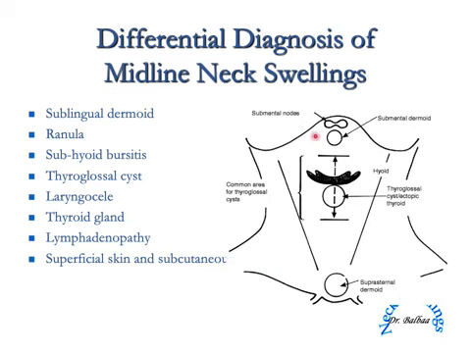Just in the submental triangle that we described, we may have something called sublingual dermoid. The ranula may come again. With the relation to the hyoid bone, we may have something called subhyoid bursitis. Thyroglossal cyst, we will go through it in detail. And if you go down to the thyroid gland, cervical lymphadenopathy again, and superficial skin and subcutaneous swellings that we will just enumerate at the end.